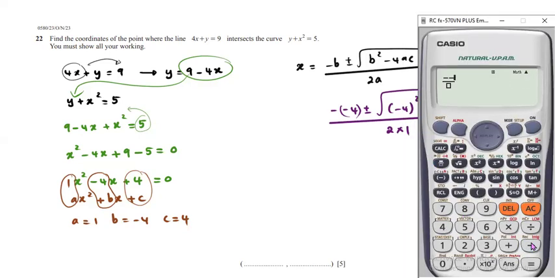Okay, we have minus 4. So minus 4, and inside I have the plus square root. Then inside this, I have -4, close the brackets, put the square, -4 times the value of a times the value of c, that was a 4, over 2 times the value of a, which is a 1. When we solve this, we get the value of x as a 2.